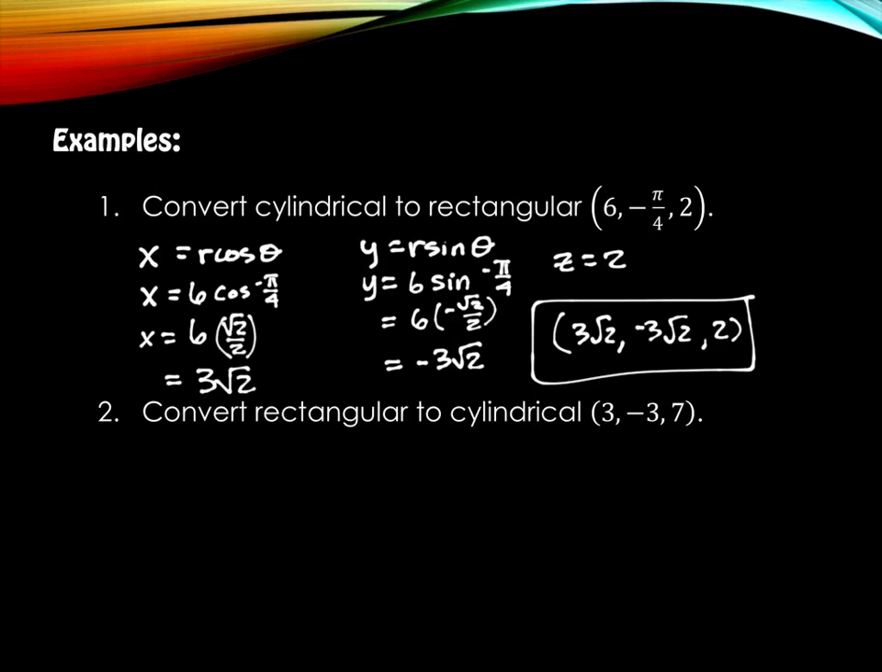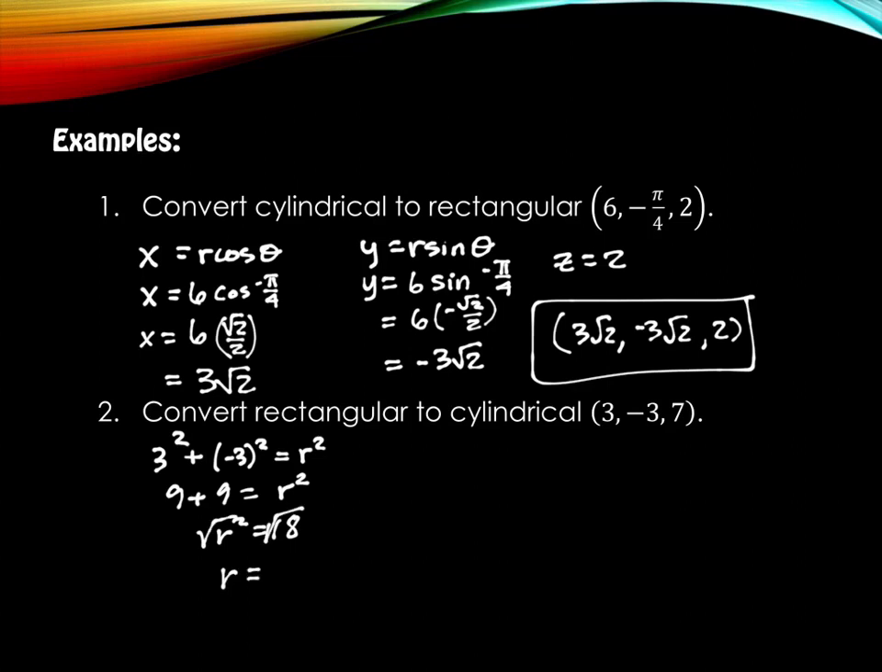Okay, so far so good? Let's go back the other direction, rectangular into cylindrical. That uses the other set of equations that we had. So x squared plus y squared equals r squared. x squared is 3 squared, and y squared is negative 3 squared. So I have 9 plus 9, so r squared is 18. I need to square root and simplify as I go.